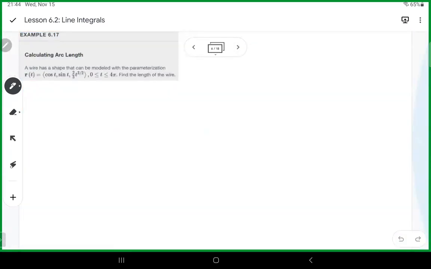All right. Moving on to arc length. Okay. A wire has a shape that can be modeled with the following. Find the length of the wire. So the length of the wire is given by the integral over C, where C is the curve. So t goes from 0 to 4 pi.